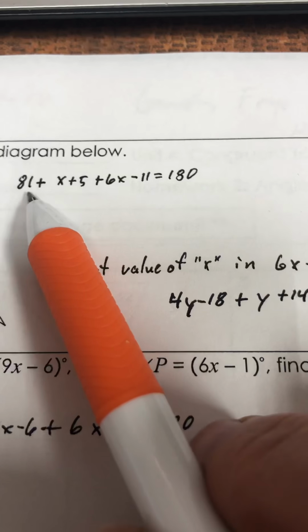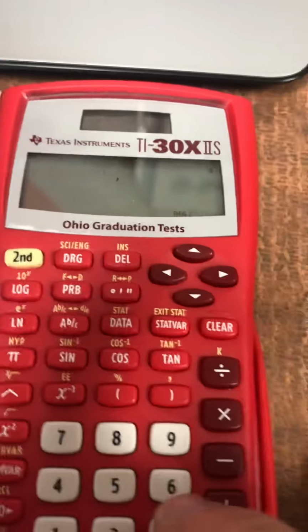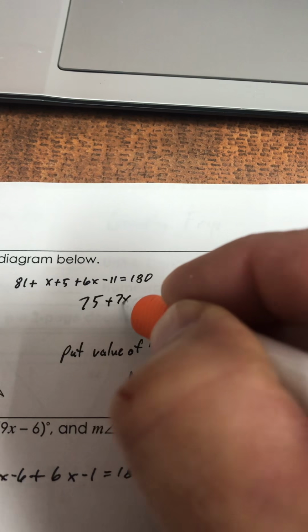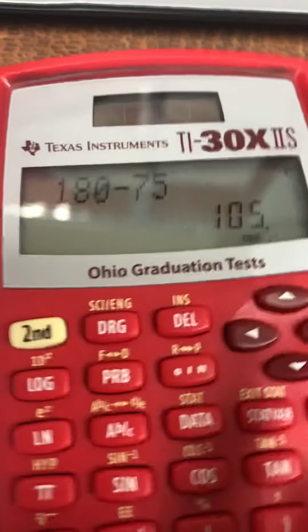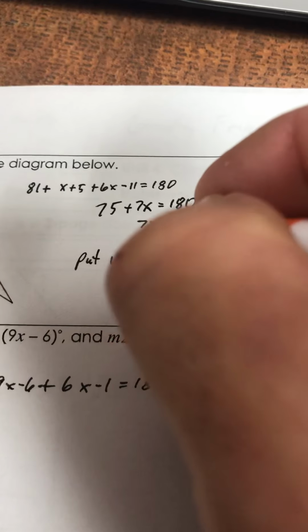I'm sorry. Okay, so I might as well go ahead and work this out for you then. I'm going to take 81 plus 5 minus 11, which is 75. And I'm going to have an x plus a 6x, which is 7x. And that equals 180. I subtract 75 from both sides, so 180 minus the 75 gives me 105. So 7x equals 105. And then 105 divided by 7 gives me 15, so x equals 15.